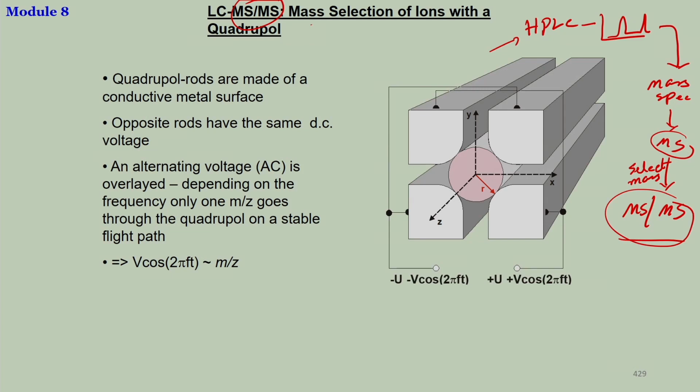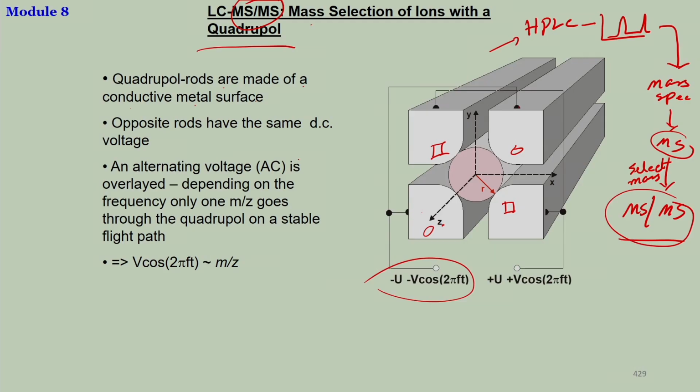So this technique is based on a quadrupole. I'll talk in a very simple sense. A quadrupole basically has 4 rods made of conductive metal. Opposite rods have the same DC voltage. So this rod and this rod, this and this, are connected to the same DC voltage, where this is the equation, this is the applied potential. So these two have the same voltage, and these two have the same voltage.